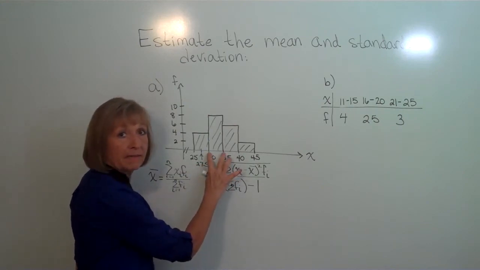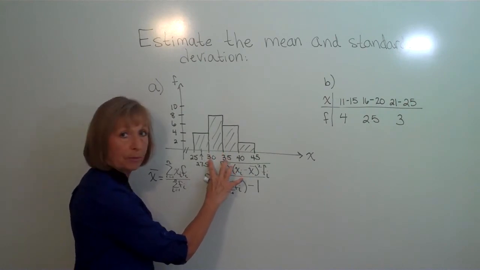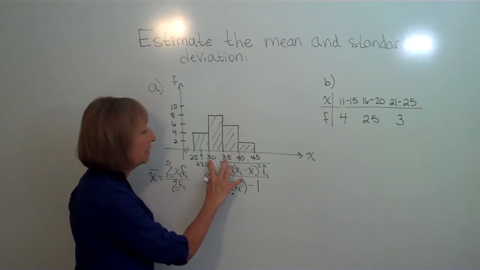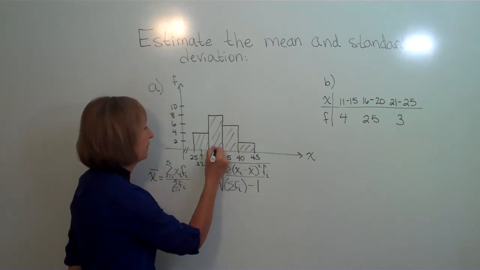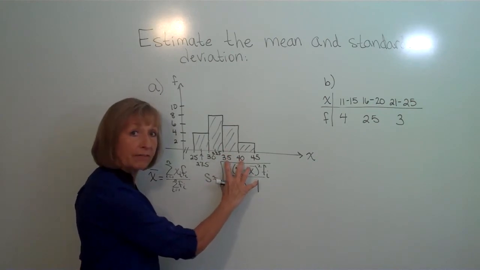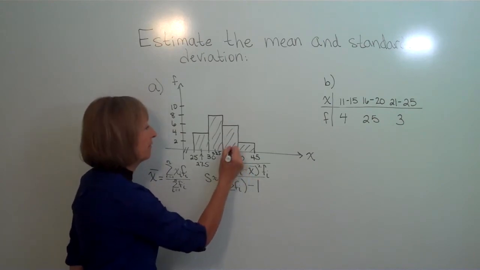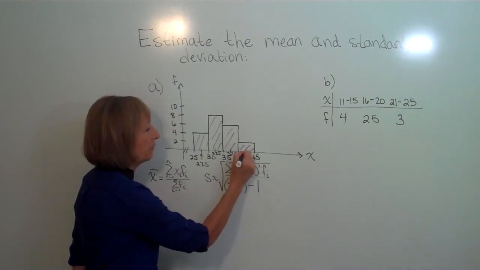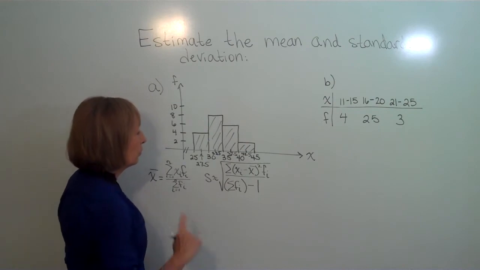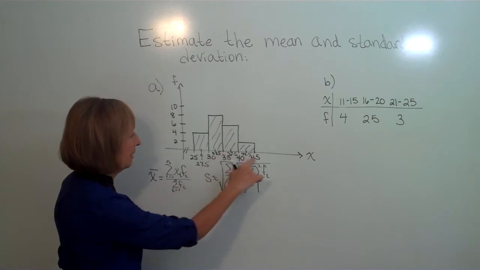And then the midpoint of the second class, which has a lower class boundary of 30 and an upper class boundary of 35. Well, 30 plus 35 is 65, and 65 divided by 2 is 32.5. The next class, 35 plus 40 is 75, and 75 divided by 2 is 37.5. And then the last class will give me a midpoint of 42.5. So really my x representatives that we're going to use for each class are these midpoints.